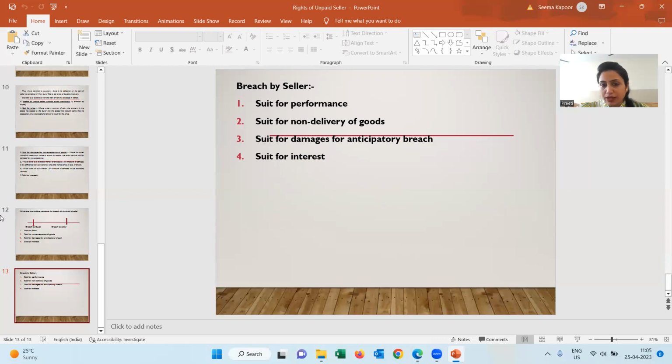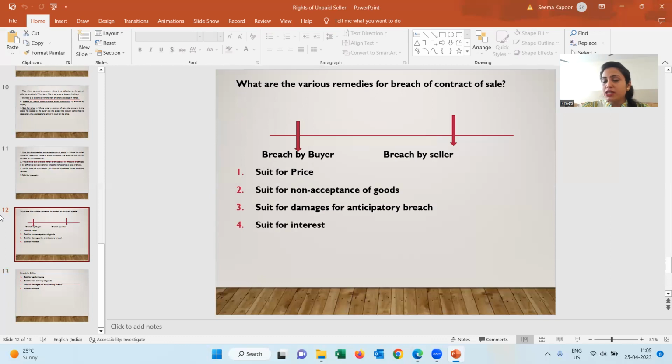I have already explained, if the amount is due for 3 months, and with that amount you are claiming the interest on that 3 months amount. So these were the rights of the unpaid seller and the remedies for the breach of contract. Thank you so much.